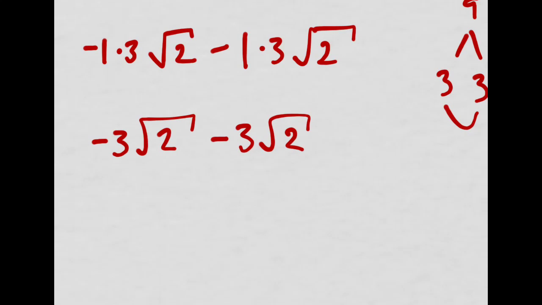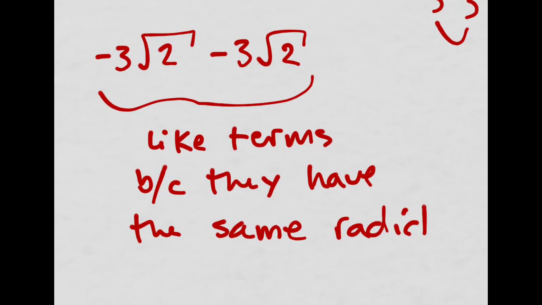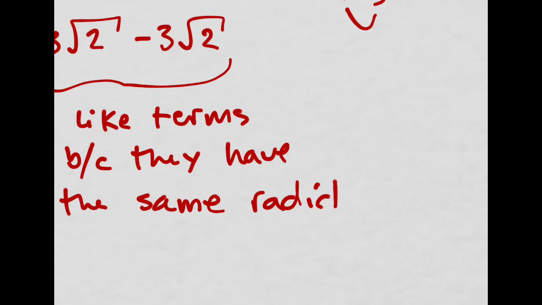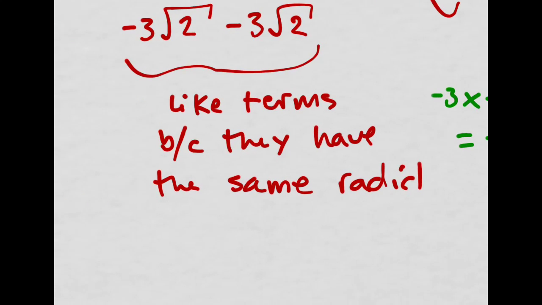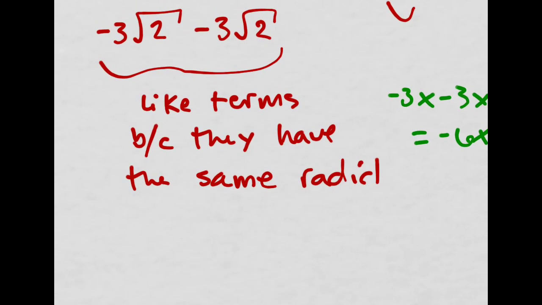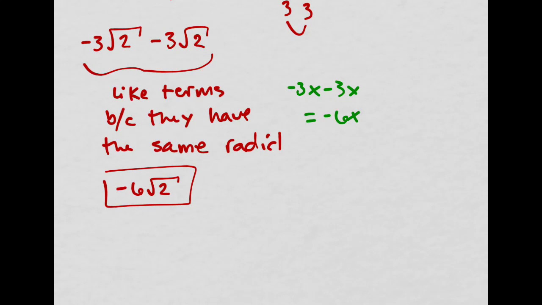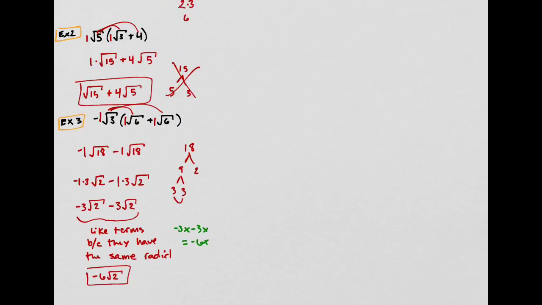Now these are actually like terms. It's similar to -3x minus 3x. That's going to be -6x, right? You just add up the -3 plus the -3. They're both negative, so the answer is negative. So in this case, to simplify, we just add like terms, and that would be -6 square root of 2. So that's the answer there. And that's all that you're doing, really, this whole time. Cool. Hopefully that makes sense.